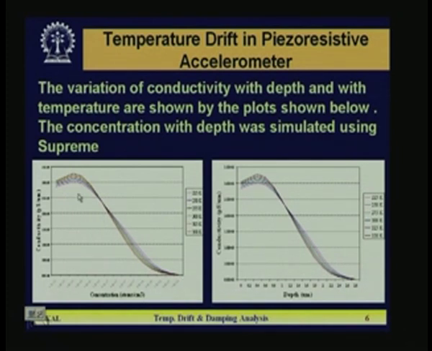Now one unique feature of both these curves is that you can see the temperature variation is almost minimum for a typical doping concentration. This is this region. So now you can see here.